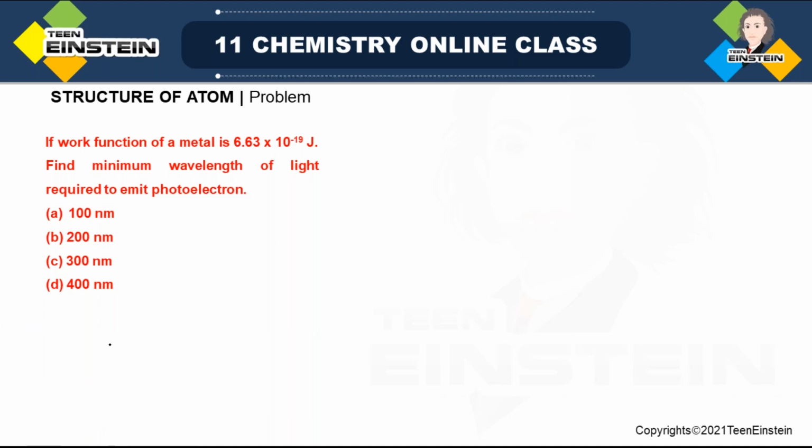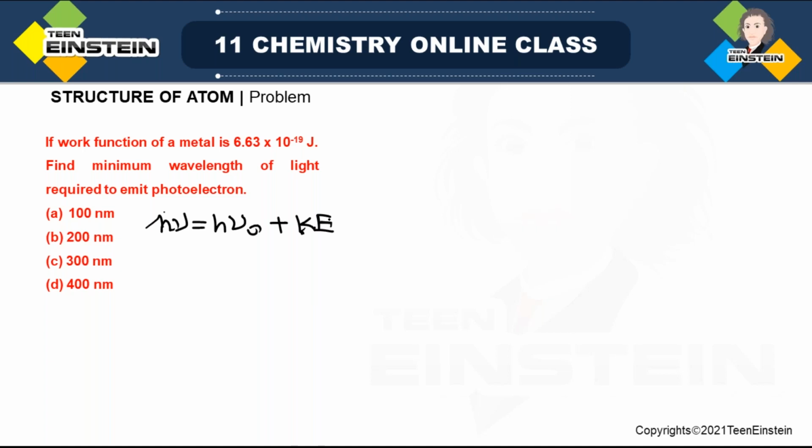It is saying that if the work function of a metal is 6.63 into 10 to the power minus 19 joule, find the minimum wavelength of light required to emit a photoelectron. So in the photoelectric effect, one equation we have seen, and according to that equation, h nu equal to h nu naught plus kinetic energy, half mv squared.